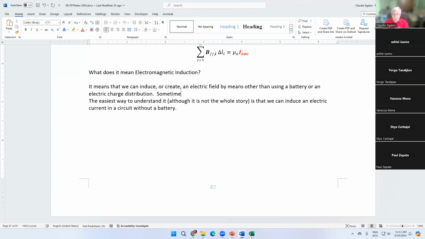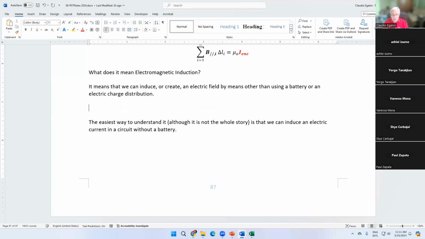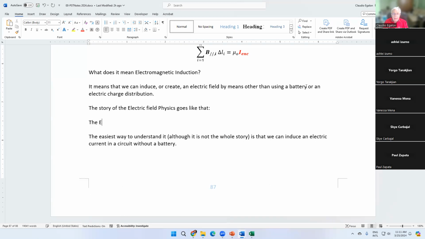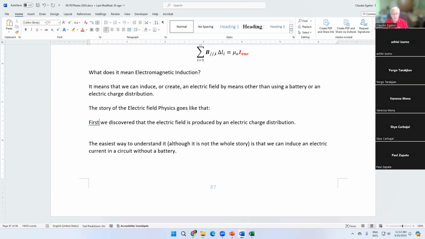Some time ago, initially, this is how the story of the electric field in physics goes. First, we discovered that the electric field is produced by an electric charge distribution. That's what we discovered first.